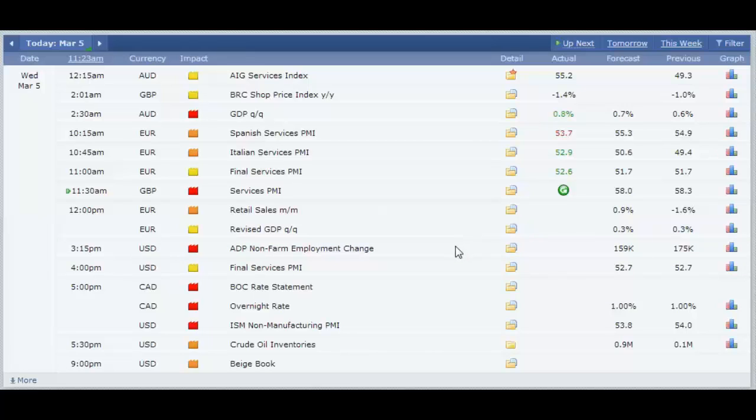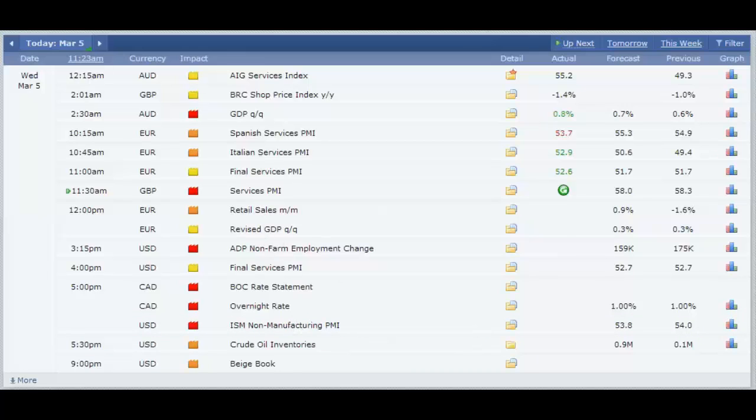So hopefully that's going to be positive news. We would like to see that figure above that for the short of the Euro-US dollar to continue. And a similar thing here with the ISM non-manufacturing. It'd be good to see that either the same or above the 53.8. So watch the news today and see what happens.